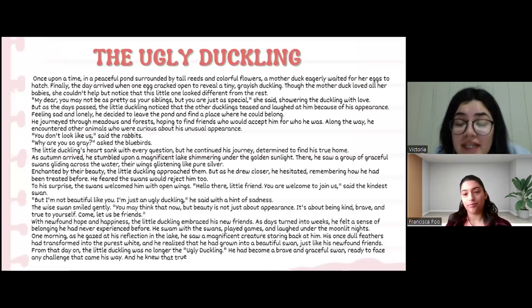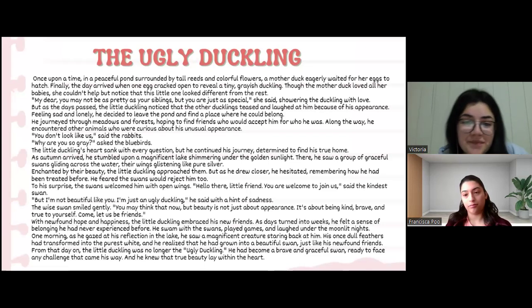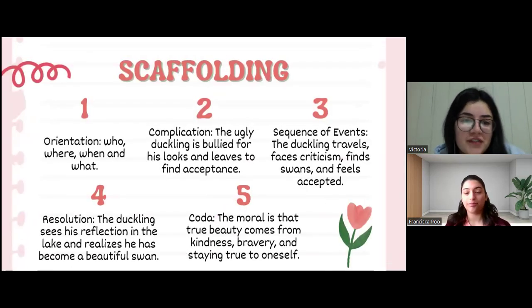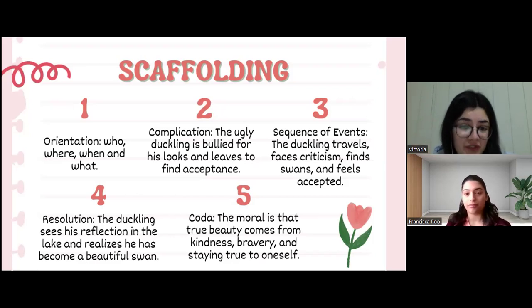So here is the text. You can pause the video and read it and then continue with the video. In terms of the scaffolding, first we have to identify the orientation. Who, where, when, and what. So who are the main characters of the story? We have the ugly duckling, the mom duck, the other ducklings, the swans, the rabbits, and also the birds.